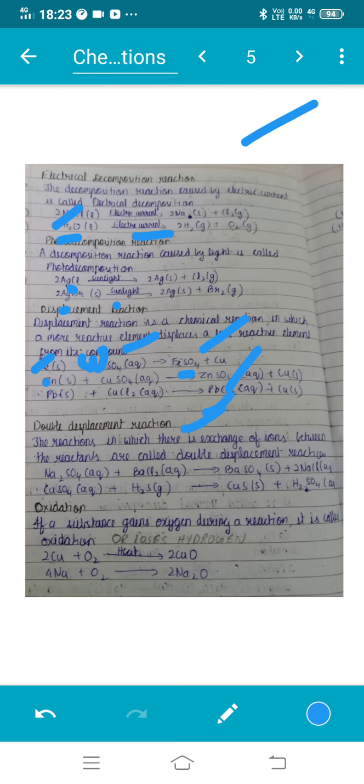Na2SO4 reacts with BaCl2, gives BaSO4 plus 2NaCl. You have to just memorize this: Na2SO4 plus BaCl2 gives BaSO4 plus 2NaCl. This BaSO4 is a precipitate.